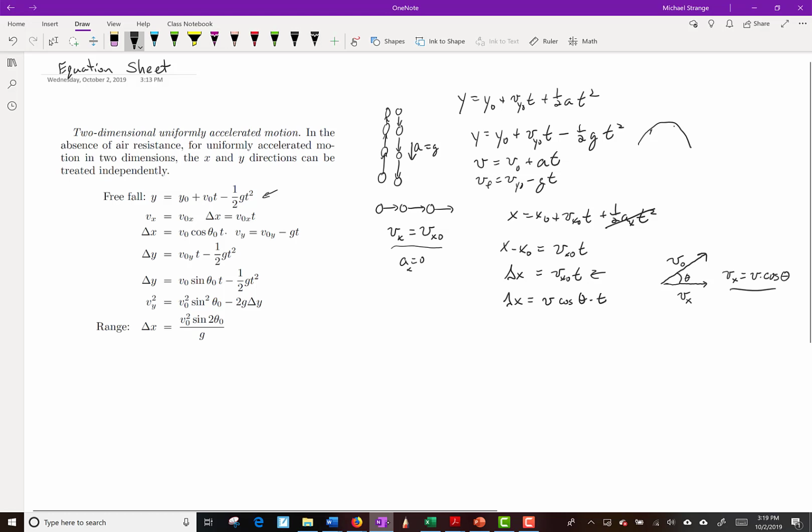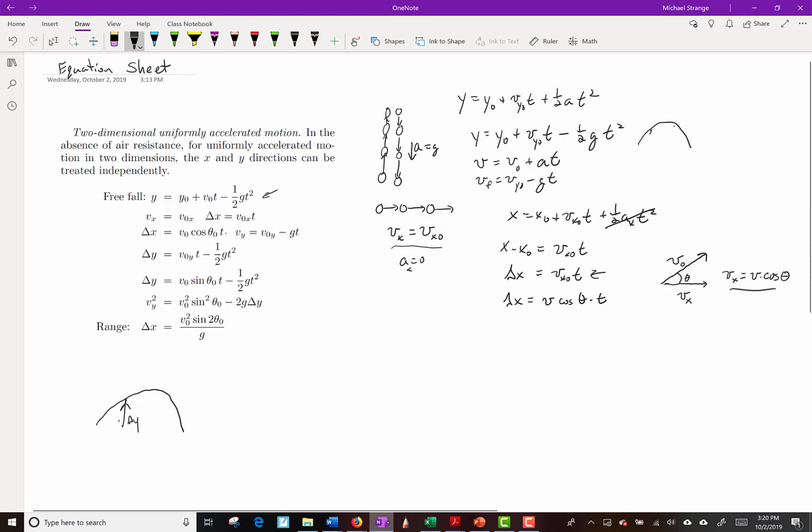Okay, now let's get into these. So what about the change in the height? So as the thing is moving, where is it? How much did it change its height, its vertical position? And so we get this one. Well, this one is just this rearranged.